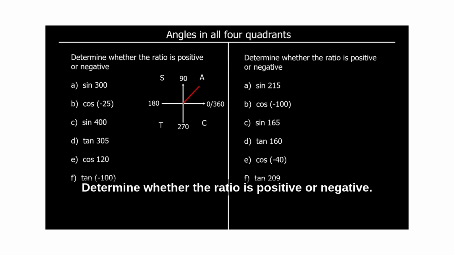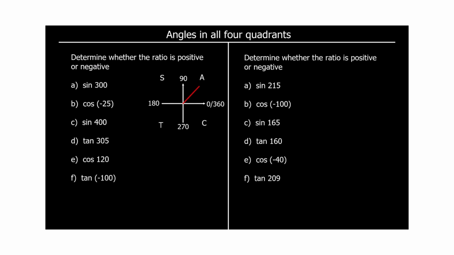Determine whether the ratio is positive or negative. So we've got cos is positive, all are positive, sine is positive, and tan is positive. So we've got sine 300. So where is sine 300? It's between 270 and 360. It's over here. So cos is positive, sine is negative.